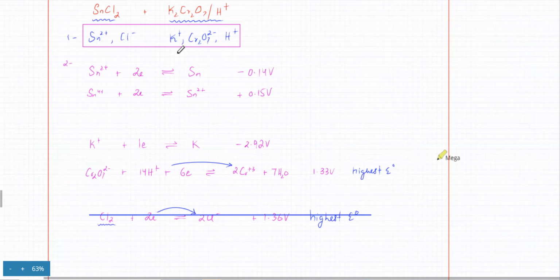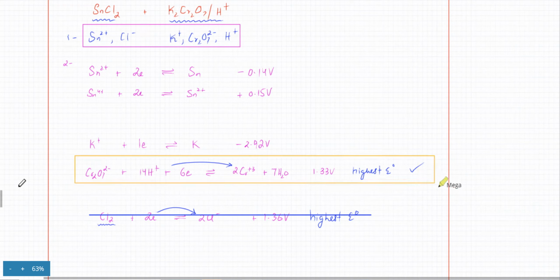So I figured out that out of all these substances that I wrote down as the reactants, it's Cr2O7 and H plus ions that have the highest tendency to actually gain electrons. So I'm going to select this equation for the gain of electrons. We've selected our equation for reduction.